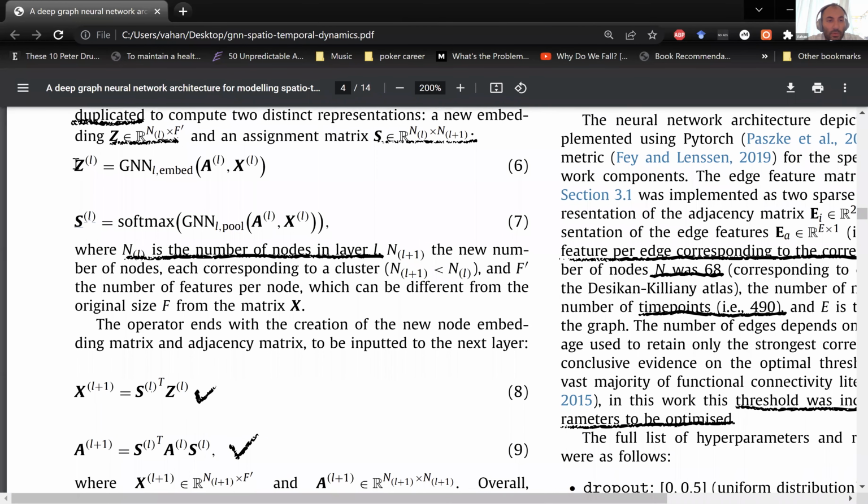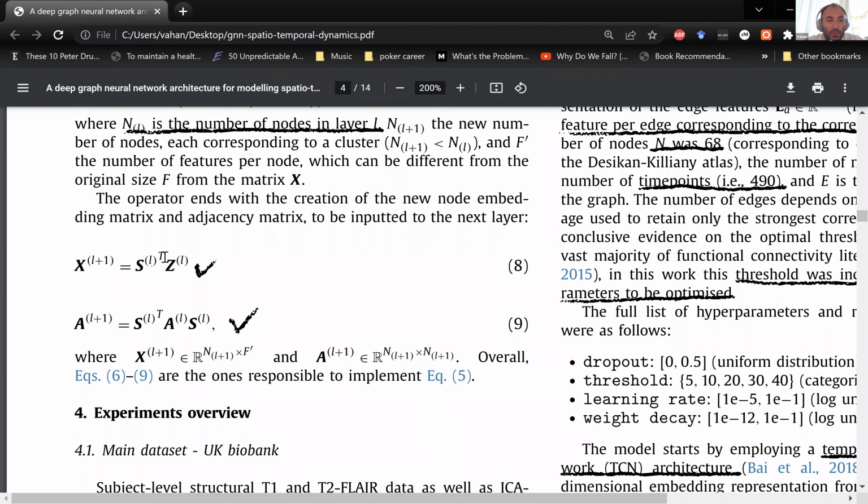Anyway, after we compute Z and S, we can multiply them and compute the new feature matrix and the new adjacency matrix. Okay.